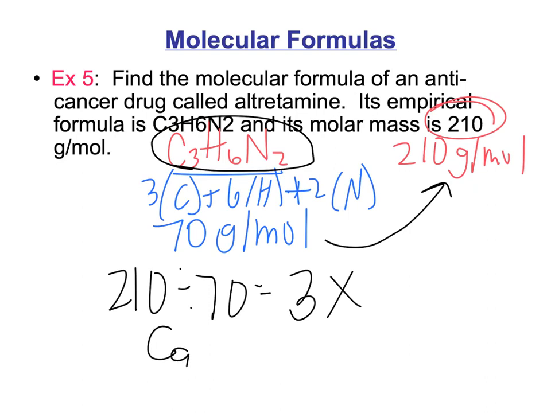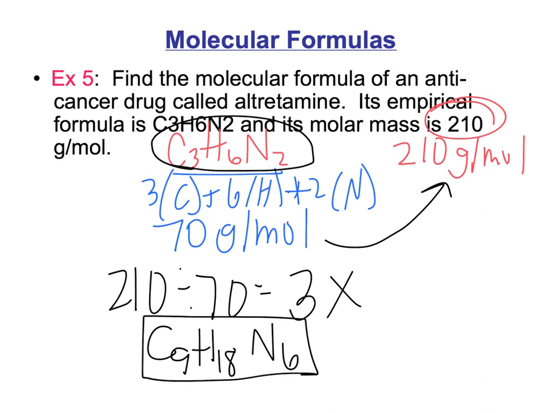What that means is multiply your empirical by 3. So we get C9H18N6. That is now your molecular formula, and this is actually how they go through and find formulas for something like anti-cancer drugs or any type of disease medications. This is actually how they come up with molecular formulas.